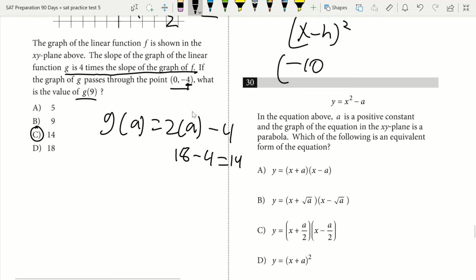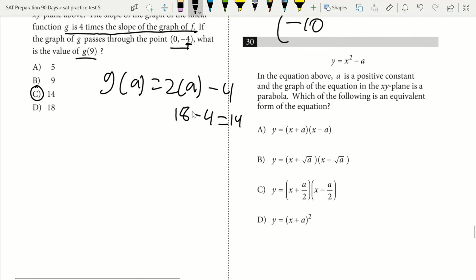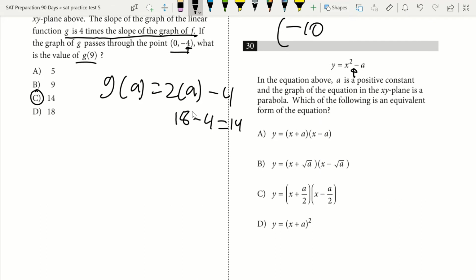Okay, number 30. I've got y equals x squared minus a in the equation above. a is a positive constant. In the xy plane, the graph of the equation is a parabola. Which of the following is an equivalent form of the equation? All right, well, I know that I have no middle term. Since there's no middle term, I've got to use the rule where I have a plus and a minus.